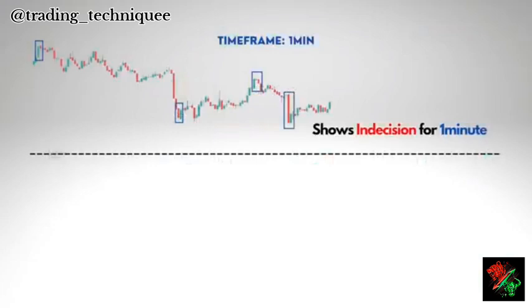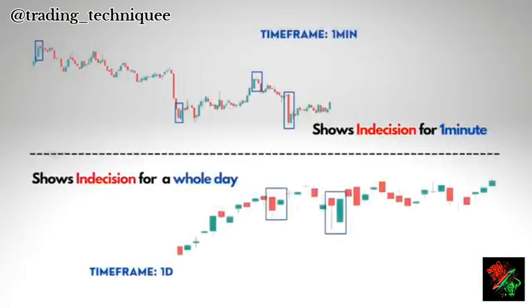So if price action is showing indecision and cannot break the previous candlestick high or low on the 1-minute time frame, that shows us that for 1 minute the price was stuck. However, if we see that the price could not break higher or lower on the daily time frame and it formed an inside bar, then it shows that for a whole day neither the bulls nor the bears could gain control of the market. This leaves us with the conclusion that the higher time frame inside bar candle holds a much higher weightage than an inside bar on a shorter time frame.